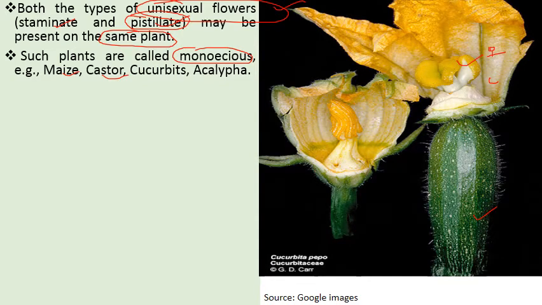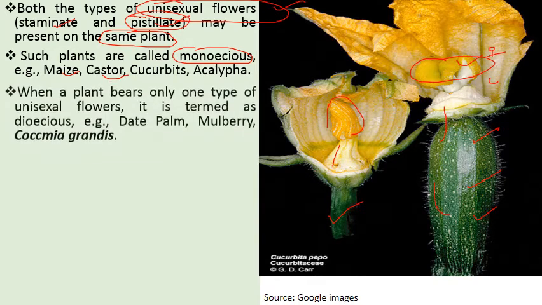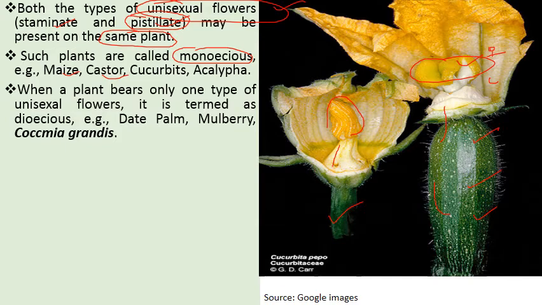Next, this is the photograph which shows flowers of cucurbita, and this is the male flower which bears only male reproductive structure. This is the anther, and this is the filament, and this is the female flower which bears a female reproductive structure. This is the stigmatic surface, and the lower one is the ovary, which is converted into the fruit.